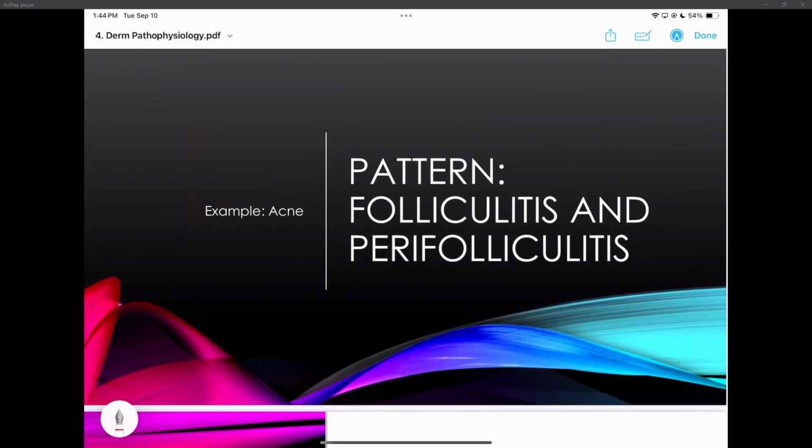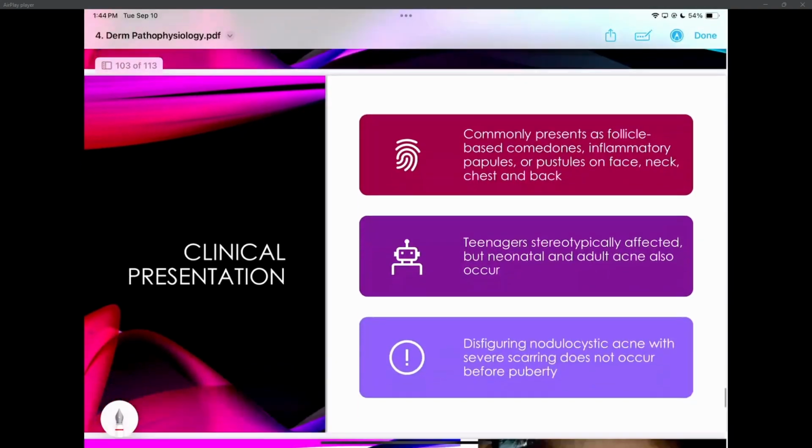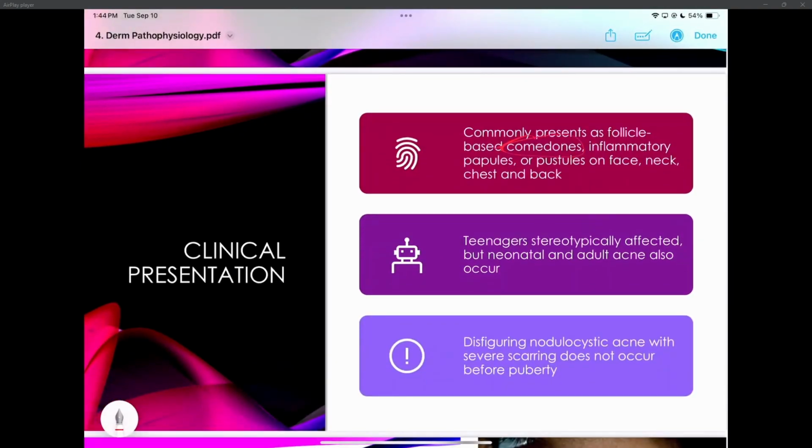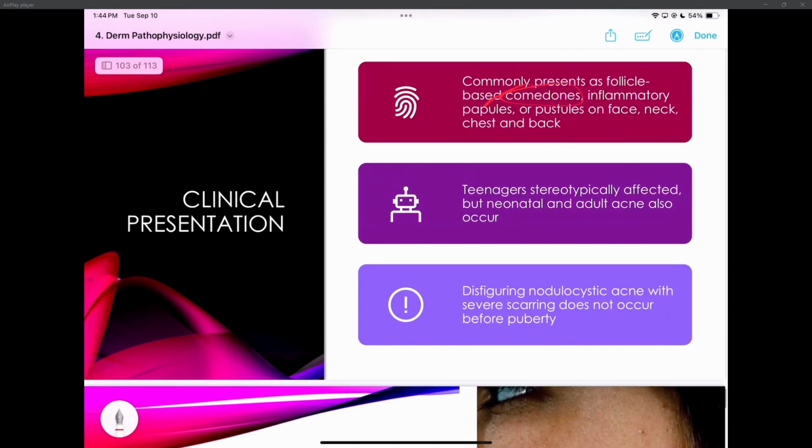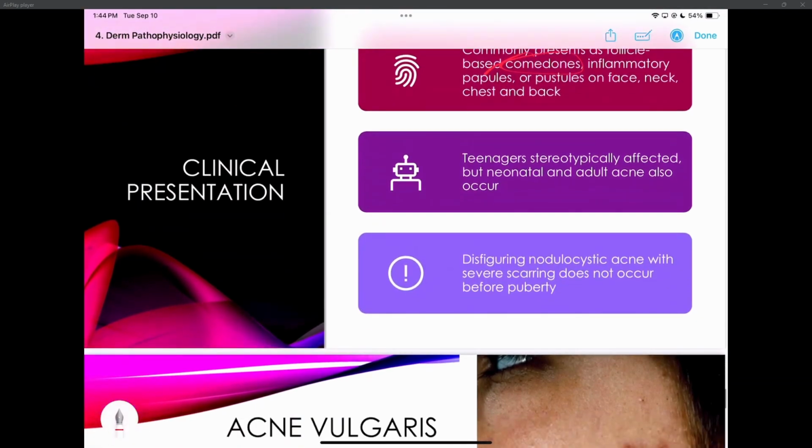The last one is folliculitis and perifolliculitis. Okay, this is your acne. They present as follicle-based comedones, which are like the whiteheads or blackheads, inflammatory papules, pustules on the face, neck, chest, or back. Teenagers are stereotypically affected, but neonatal and adult acne can also occur. Disfiguring nodulocystic acne with severe scarring will not occur before puberty. So they won't get the pock marks on the face from just picking at the acne and whatnot.